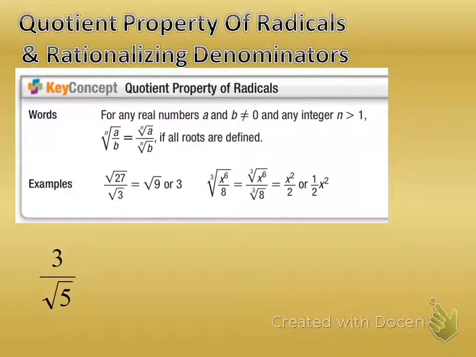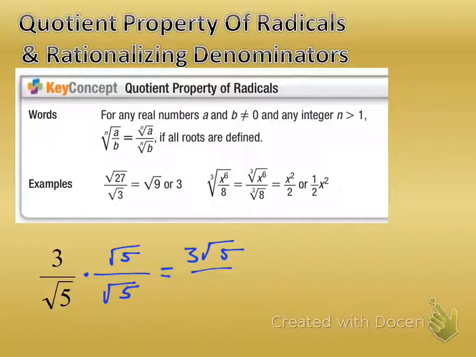Anybody know what type of problem this would be? What's it called for getting rid of the 3 over rad 5 right here? Rationalize. Okay, now we're going to take this one in detail. Freshman year, you would just multiply top and bottom by the square root of 5, and then you would rewrite that as 3 times rad 5 over 5, and you would call it good.